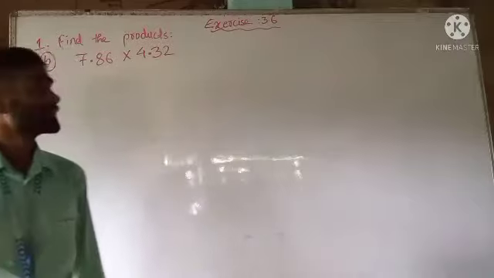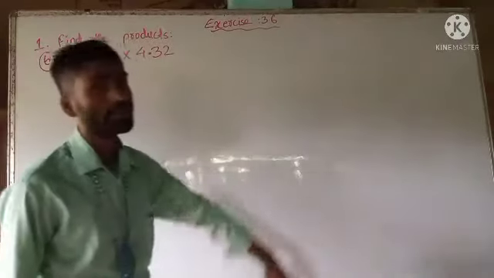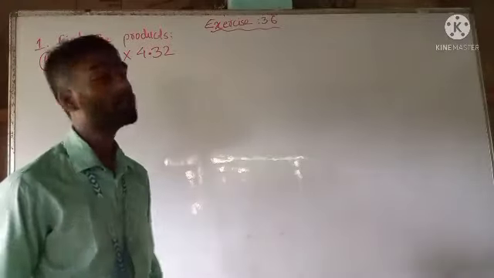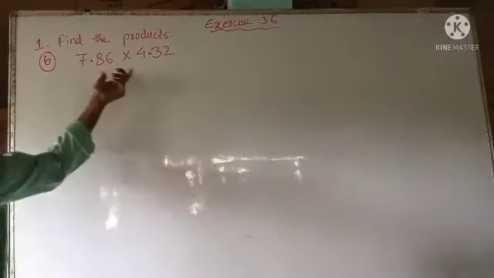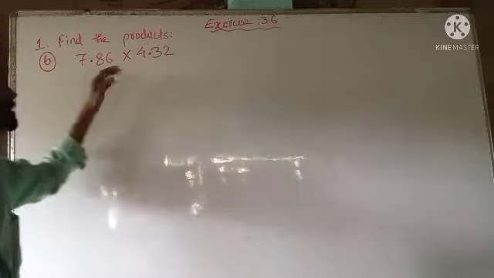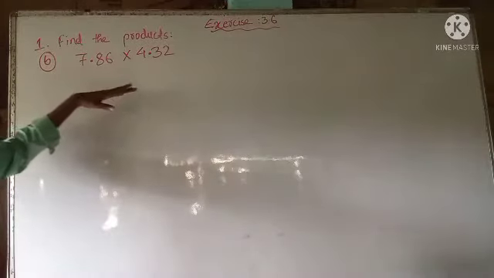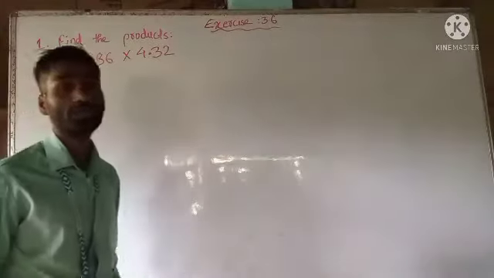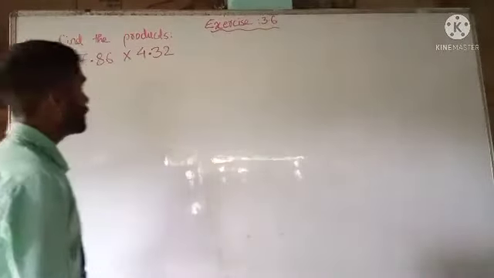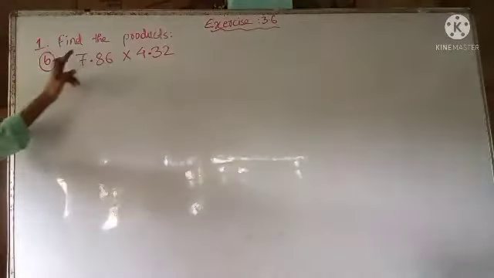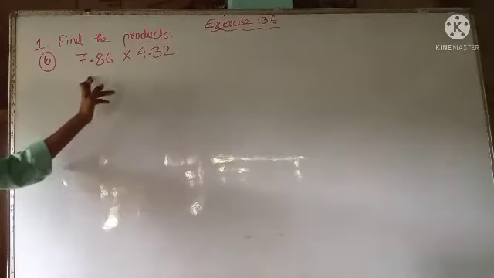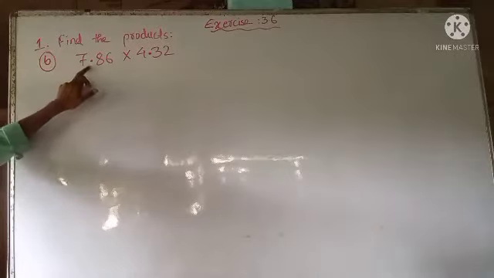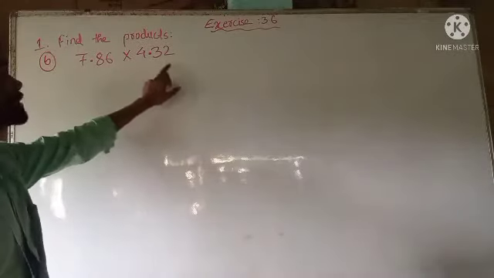So let's start with our next exercise, that is exercise 3.6. Here in this exercise we are going to come across how to multiply a decimal number with another decimal number, and also how to divide these numbers. Now here, question number 1, find the products. We are asked to find the product of these two numbers, that is option number B, 7.86 and 4.32.